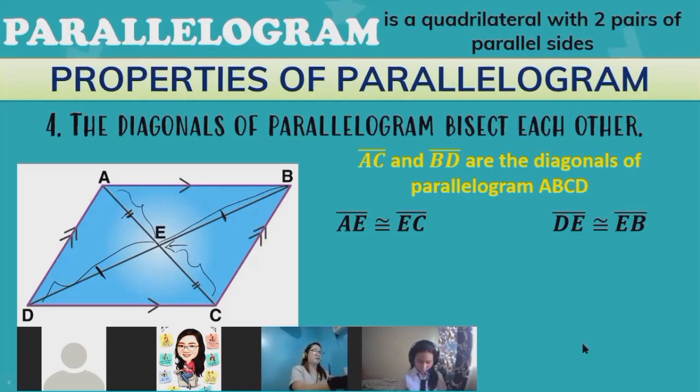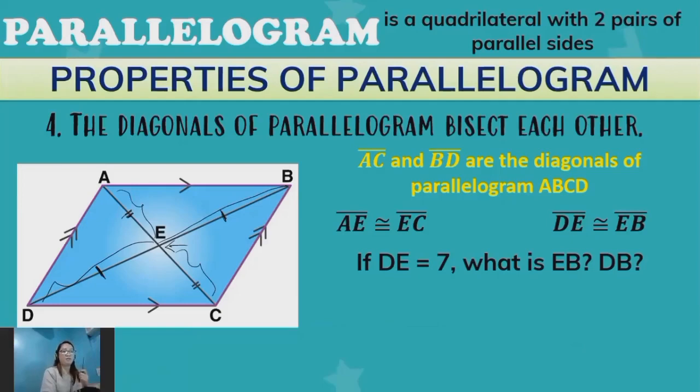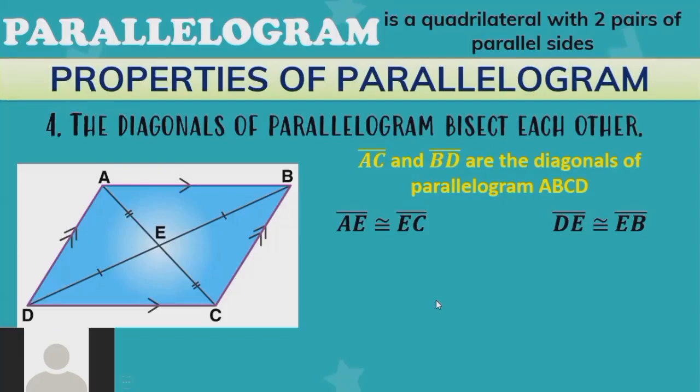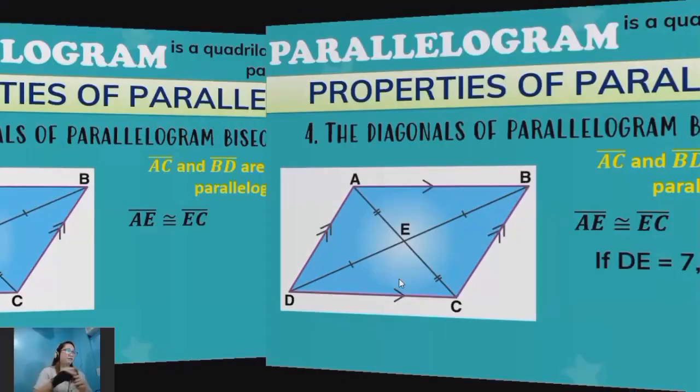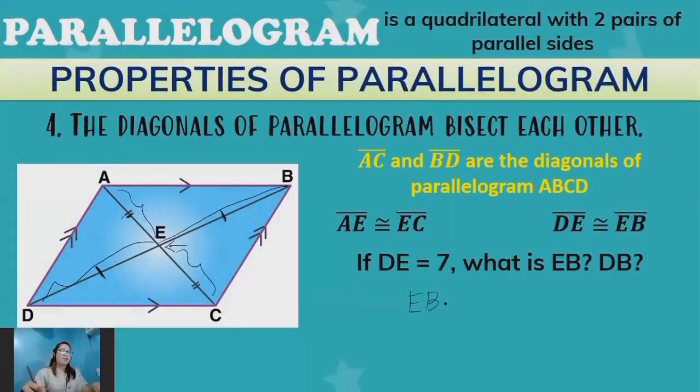Okay? So with that, let's have this question. If DE is 7 units, how long is segment EB? Who raised their hand? Michelle? 7 din po. 7 din po, that is correct. How about segment DB? Jeff? 14. Okay, that is correct. I have a malfunction here with my pen tab. Okay, EB is 7 units, and DB, which is the diagonal itself, is 14 units long.